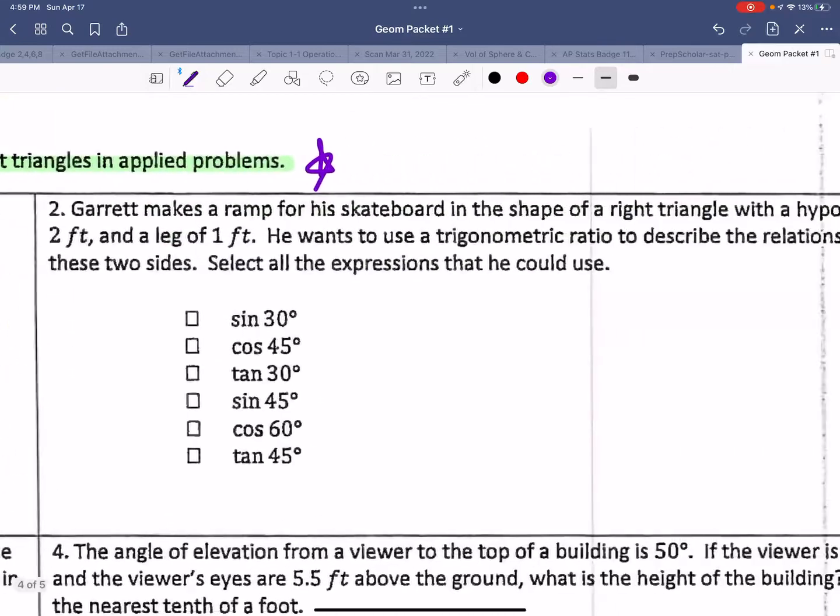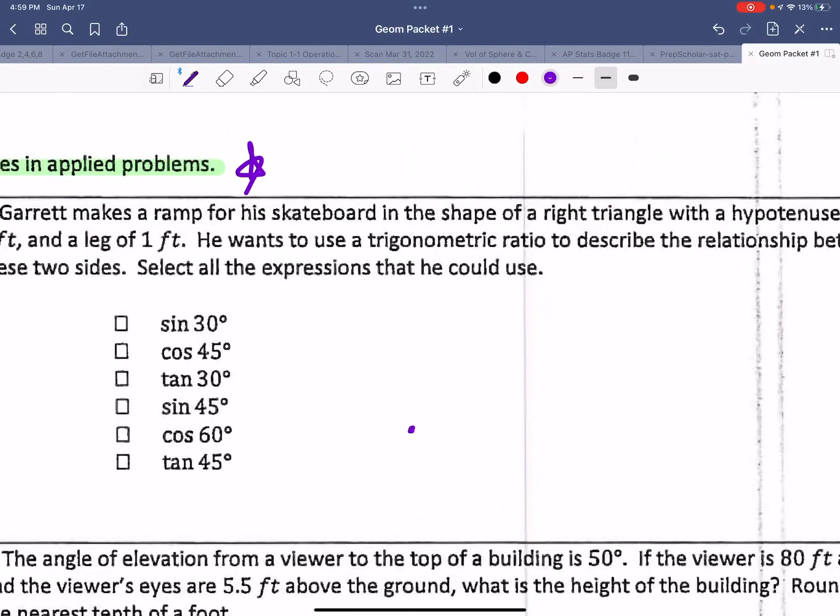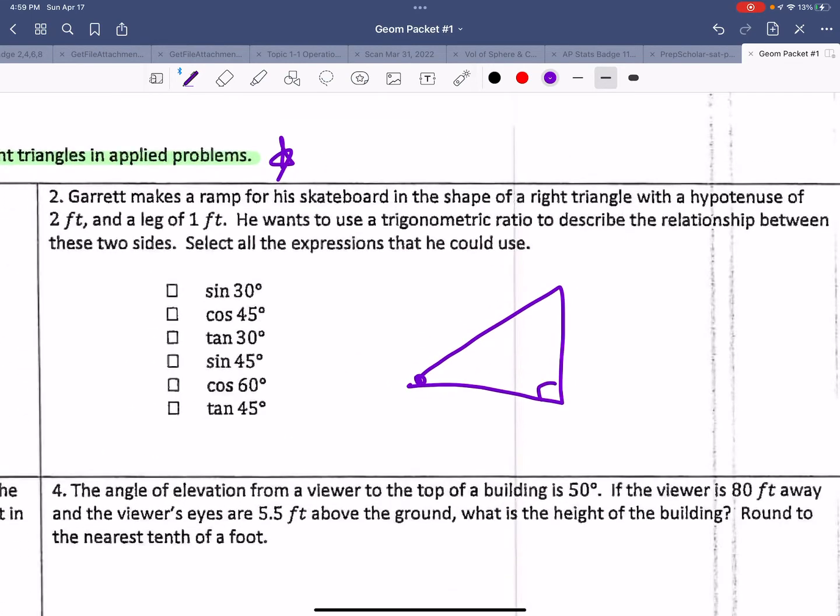Nice. Question number 2. Garrett makes a ramp for his skateboard in the shape of a right triangle with a hypotenuse of 2 and a leg of 1. All right, so we talked about similar triangles. That means I know that this is 30. Because when I cut an equilateral triangle in half, that ends up being 30. And so however long this was, so if it was 2, then this side's 2, that side's 2. I said it was an equilateral triangle. But notice when I cut it in half, that would make this side 1. So that's how I end up knowing that pattern.